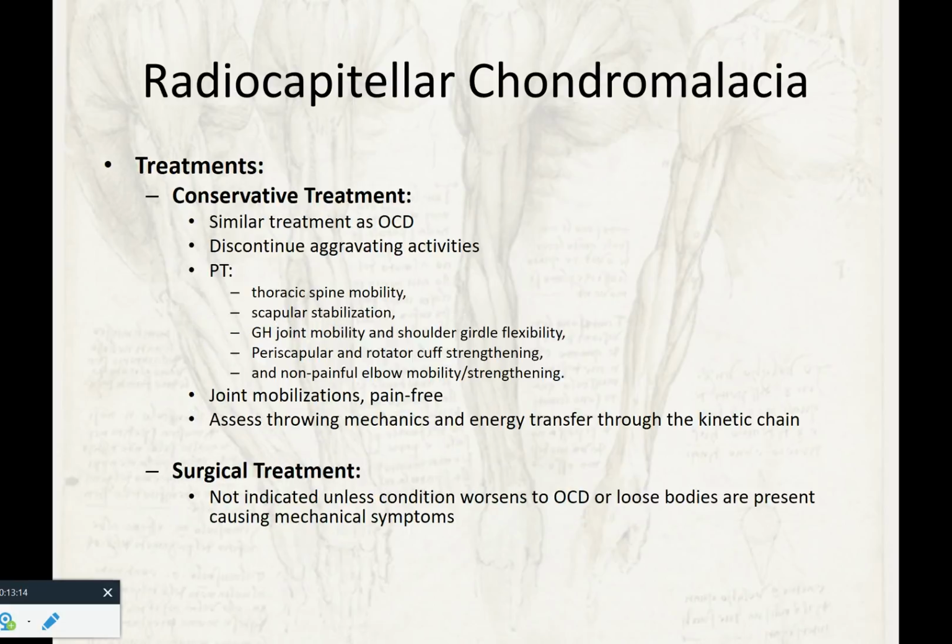Treatments, again, both conservative and surgical. Conservative treatment includes similar treatments as OCD, so I encourage you to review that. The PT, again, is going to focus on T-spine mobility, scapular mobilizations, the shoulder joint, periscapular and rotator cuff strengthening, and non-painful elbow drills. Again, joint mobilizations as long as they're pain-free. And then the big thing here is you want to assess throwing mechanics in the kinetic chain. A lot of kids are really learning what their motor patterns are, and we can really help them in this area to decrease stress on the elbow. Surgical treatment is not really indicated unless this condition worsens to OCD or there are loose bodies present.